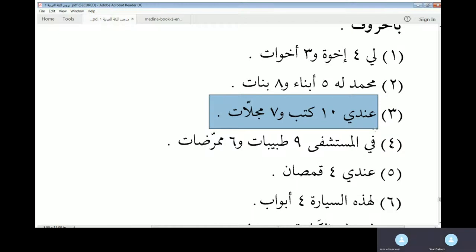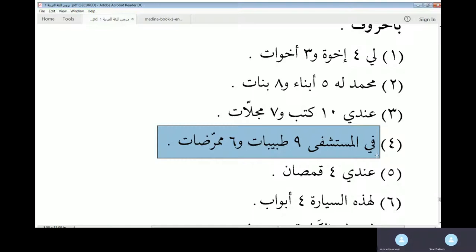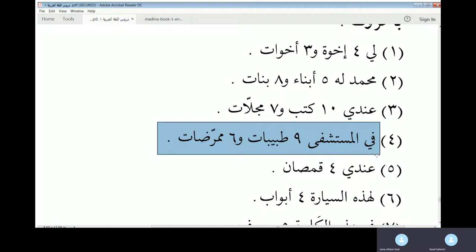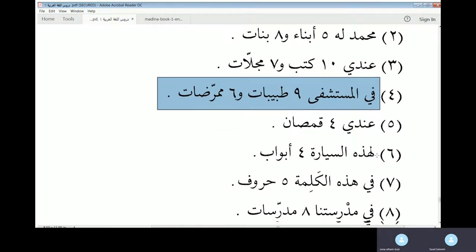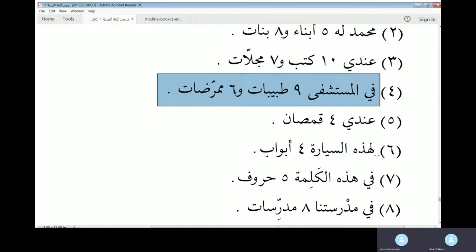Indi asharatu kutubin wa sab'u majallatin. I have 10 books and seven magazines. في المستشفى تسع طبيبات وست ممرضات. In the hospital there are 9 doctors and 6 nurses.